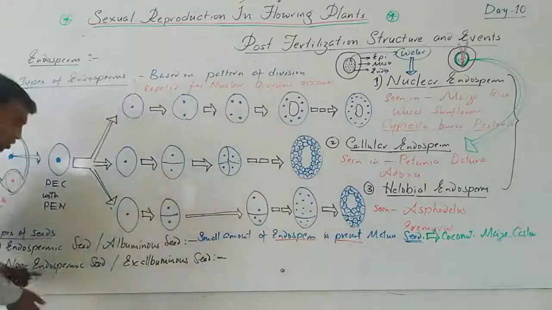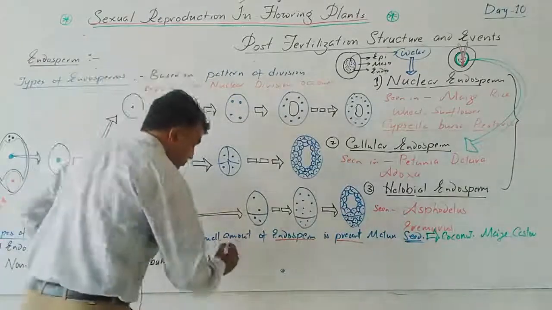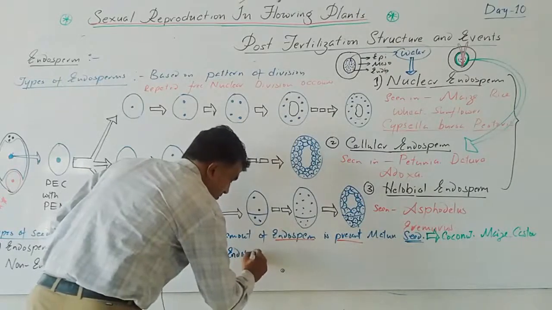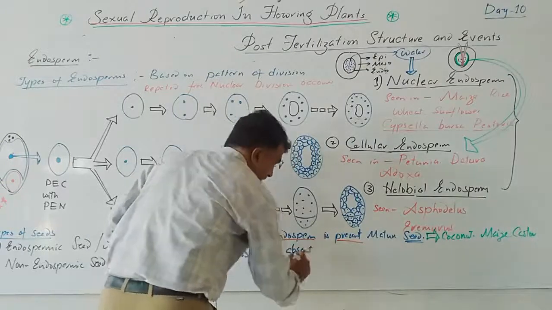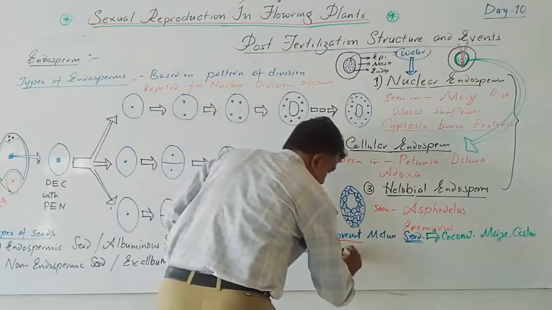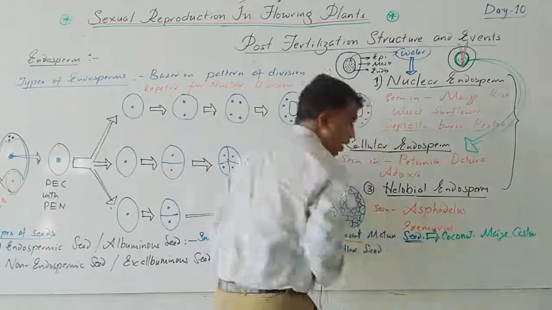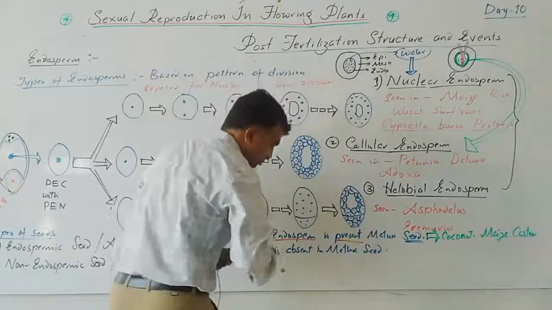The next one is the non-endospermic or exalbuminous seed. So in this case, the endosperm is absent in the mature seed. Why? In the mature seed, the endosperm is not there at all.